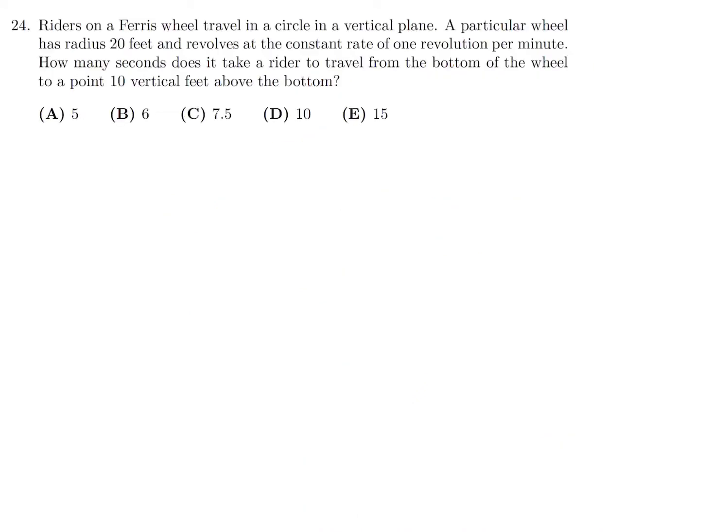Riders on a Ferris wheel travel in a circle in a vertical plane. A particular wheel has a radius of 20 feet and revolves at the constant rate of 1 revolution per minute. How many seconds does it take a rider to travel from the bottom of the wheel to a point 10 vertical feet above the bottom?